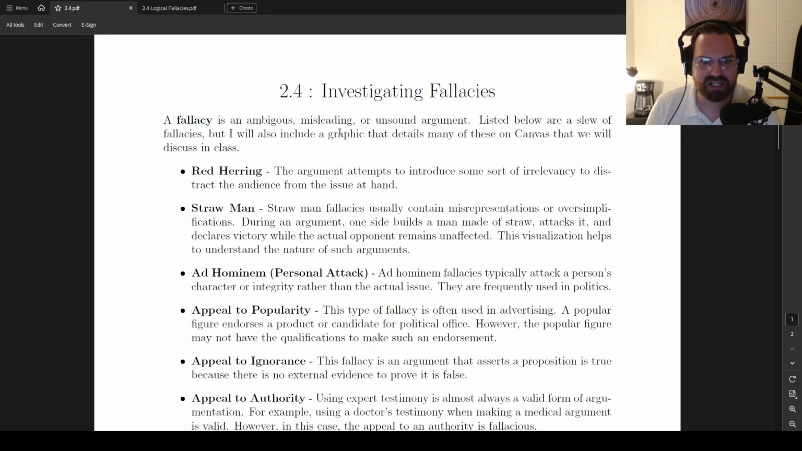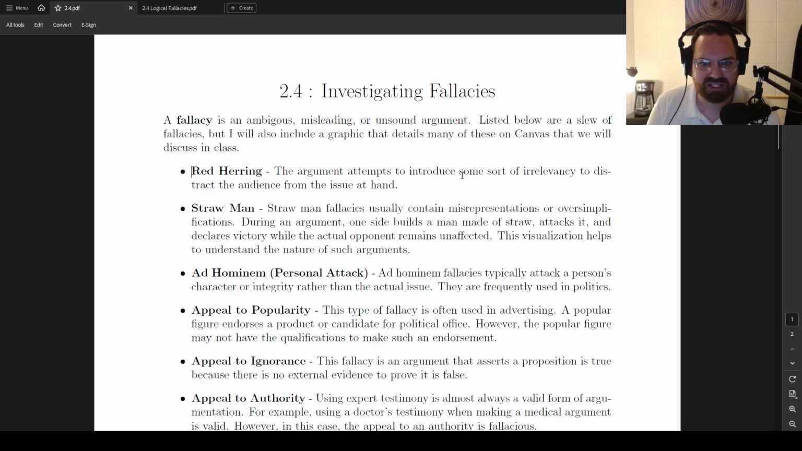So a fallacy is an ambiguous, misleading, or unsound argument. Listed below, I've got a ton of these, and we're going to go through a few examples in class. I've got really common ones up near the top, and a little bit more uncommon ones near the bottom. There are hundreds, if not thousands of these. These are the ones that show up the most often.